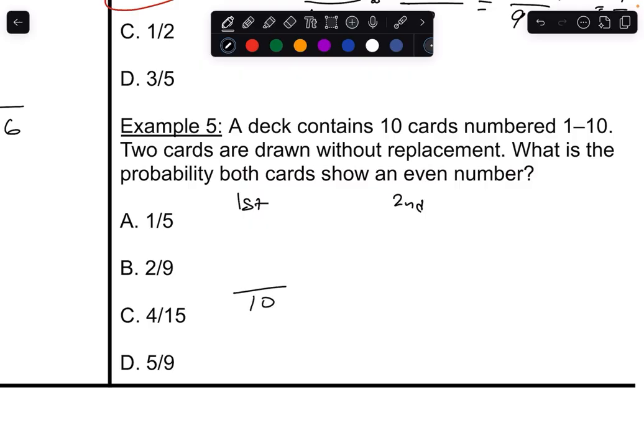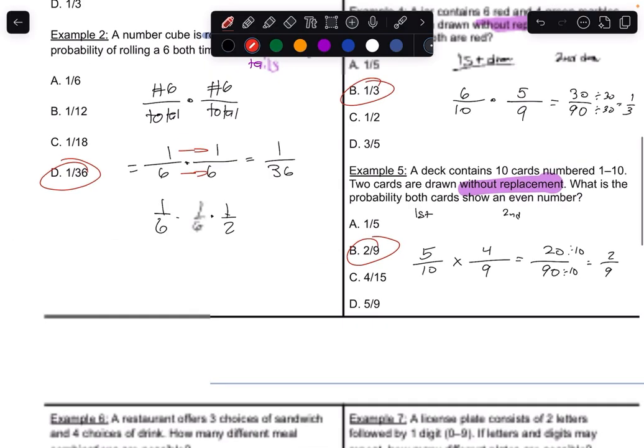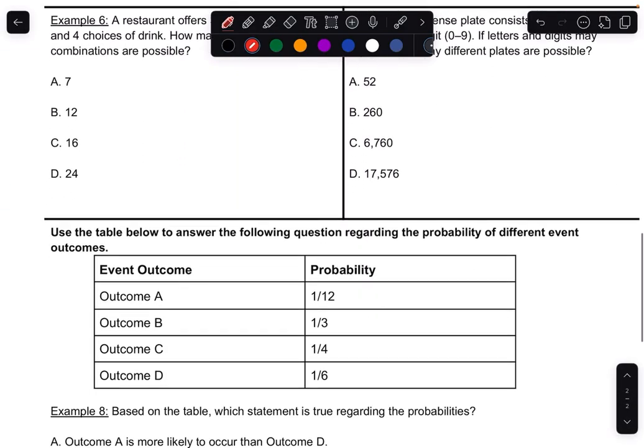Well, we have 10 cards. And in a deck of cards, numbers 1 through 10, 5 of those numbers are even. So 5 of those numbers. Keyword here is without replacement. That means on that second draw, there's 1 less card and there's 1 less even card specifically. So 5 times 4 is 20. 10 times 9 is 90. They both end at 0, so divided by 10. So 2 over 9.